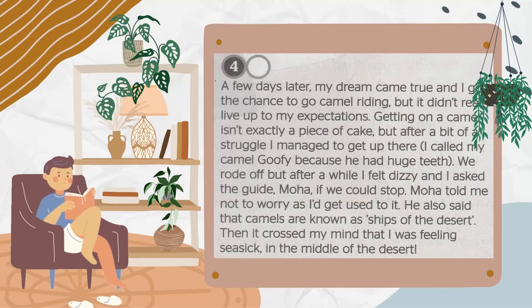We rode off, but after a while I felt dizzy, and I asked the guide Moha if we could stop. Moha told me not to worry, as I'd get used to it. He also said that camels are known as ships of the desert. Then it crossed my mind that I was feeling seasick in the middle of the desert.